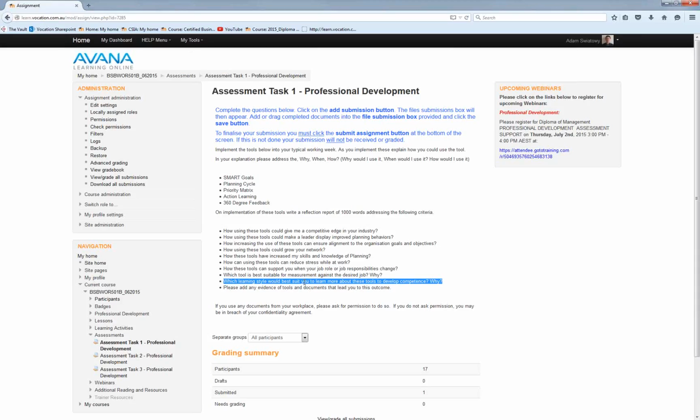and how you might use that learning style with one of these particular tools, or which tool seems to suit you a little bit better with that particular style. At the very least, just want you to identify your style here in reference to these tools.